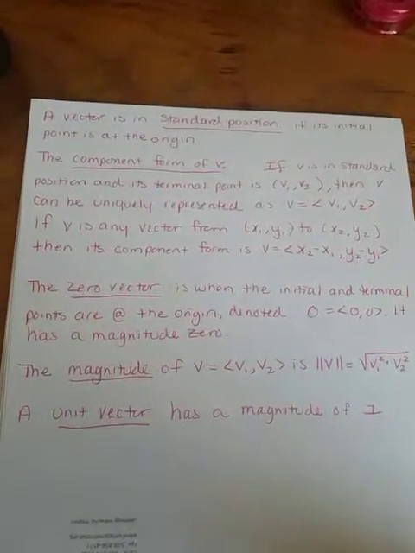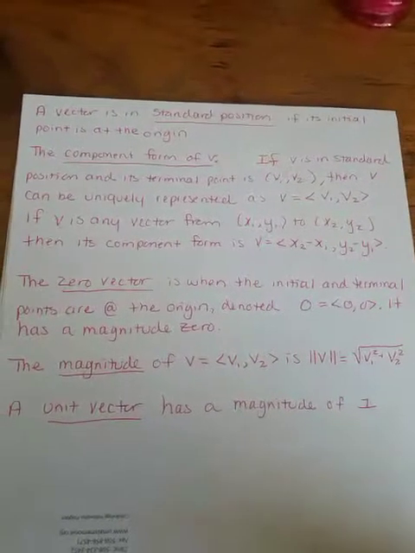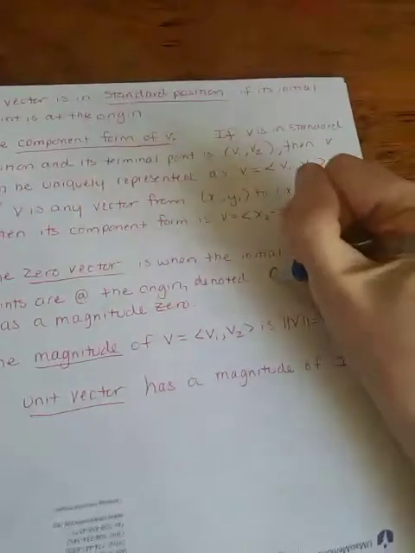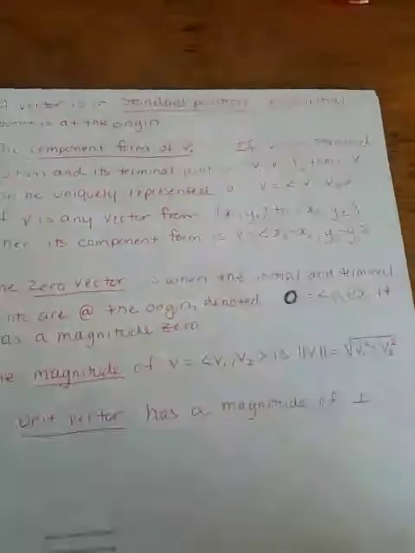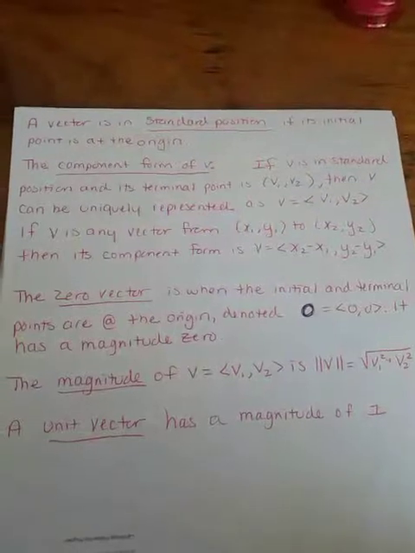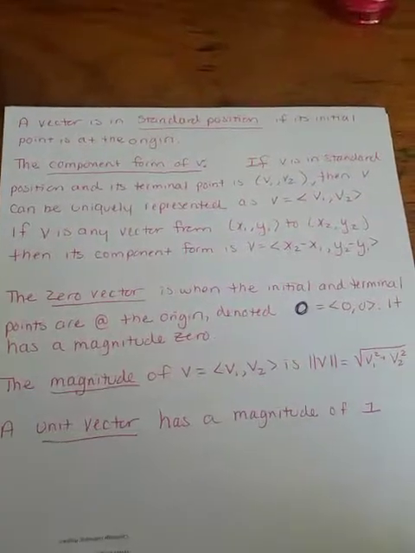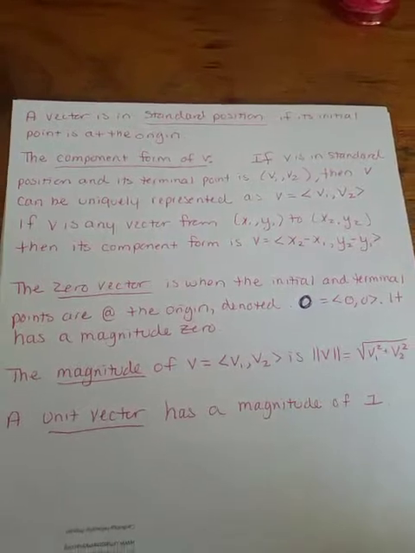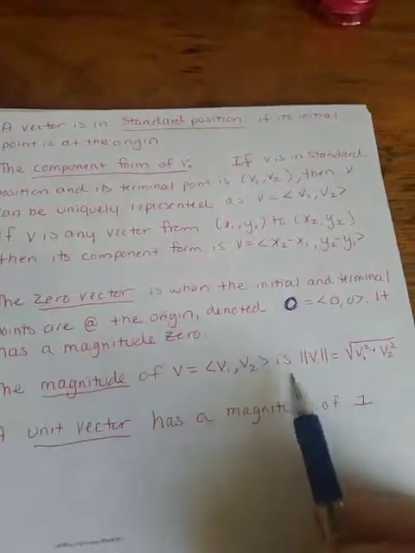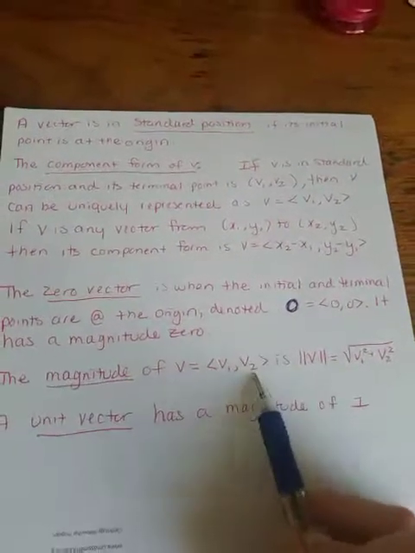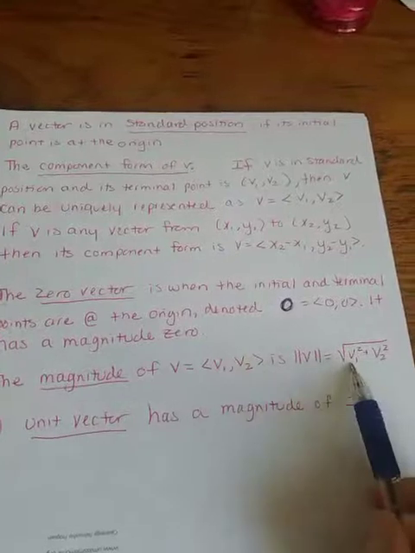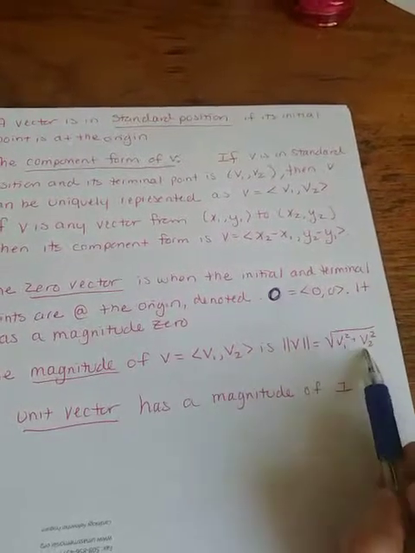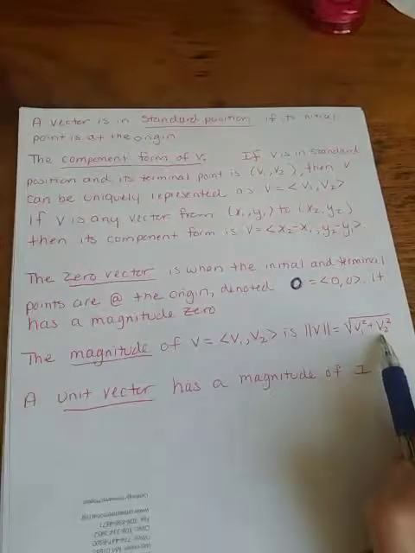The zero vector is when the initial and terminal points are at the origin. So again, this would be a bolded 0. 0 equals your component form ⟨0, 0⟩, and it has a magnitude of 0. Obviously, you could see that. Formally, the magnitude in component form is just the square of your first plus the square of the second. And that's it for component form.